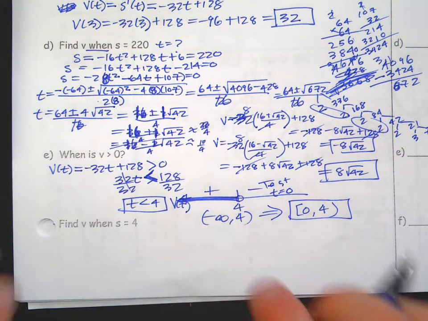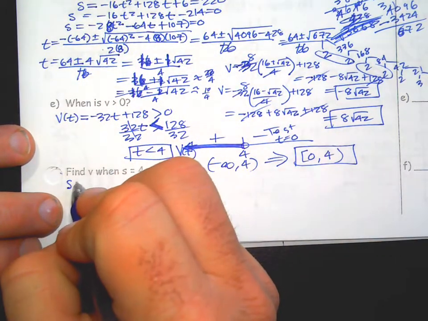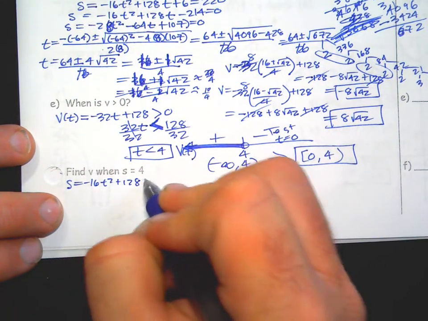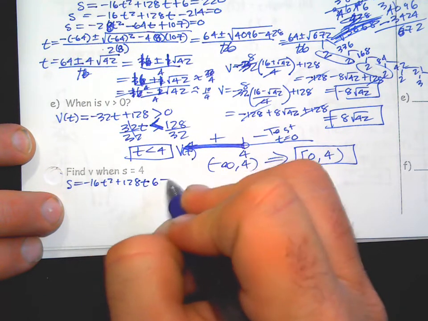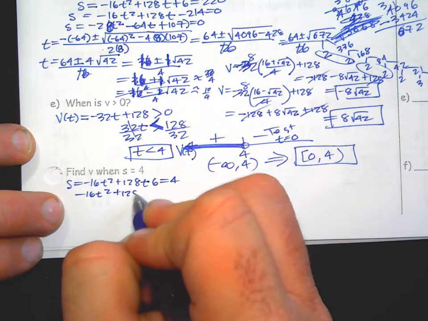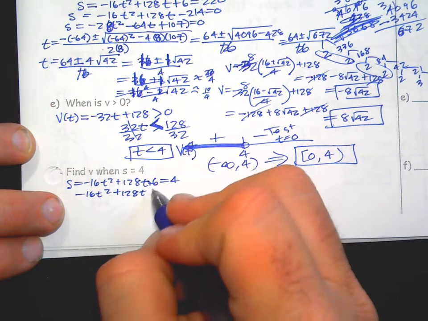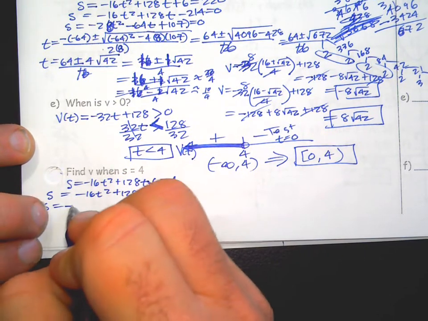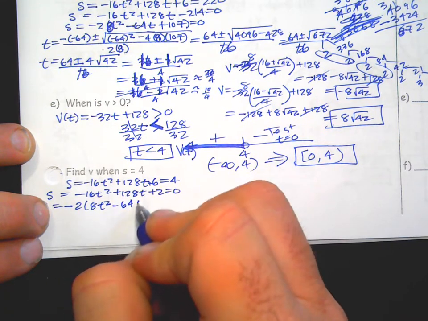Okay, find the velocity when s equals 4, so that's similar to part D. So we're going to take our s equation and set it equal to 4. And then move everything one side, equals 0. Factor it if we can, or as much as we can, to get negative 2 out of everything. At squared minus 64t plus 1.